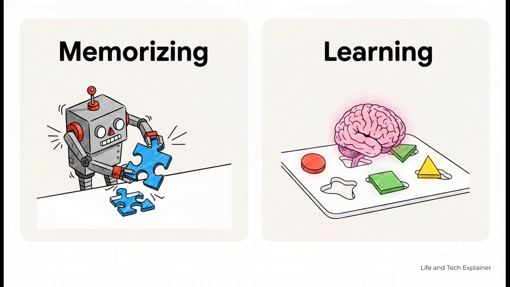Actually, think of it like a flawed student who just memorizes the exact answers to a specific practice test, but then totally bombs the final exam because they never actually understood the underlying subject matter. They just memorized. If a network overfits, it hasn't truly learned, it's just memorized the training data.